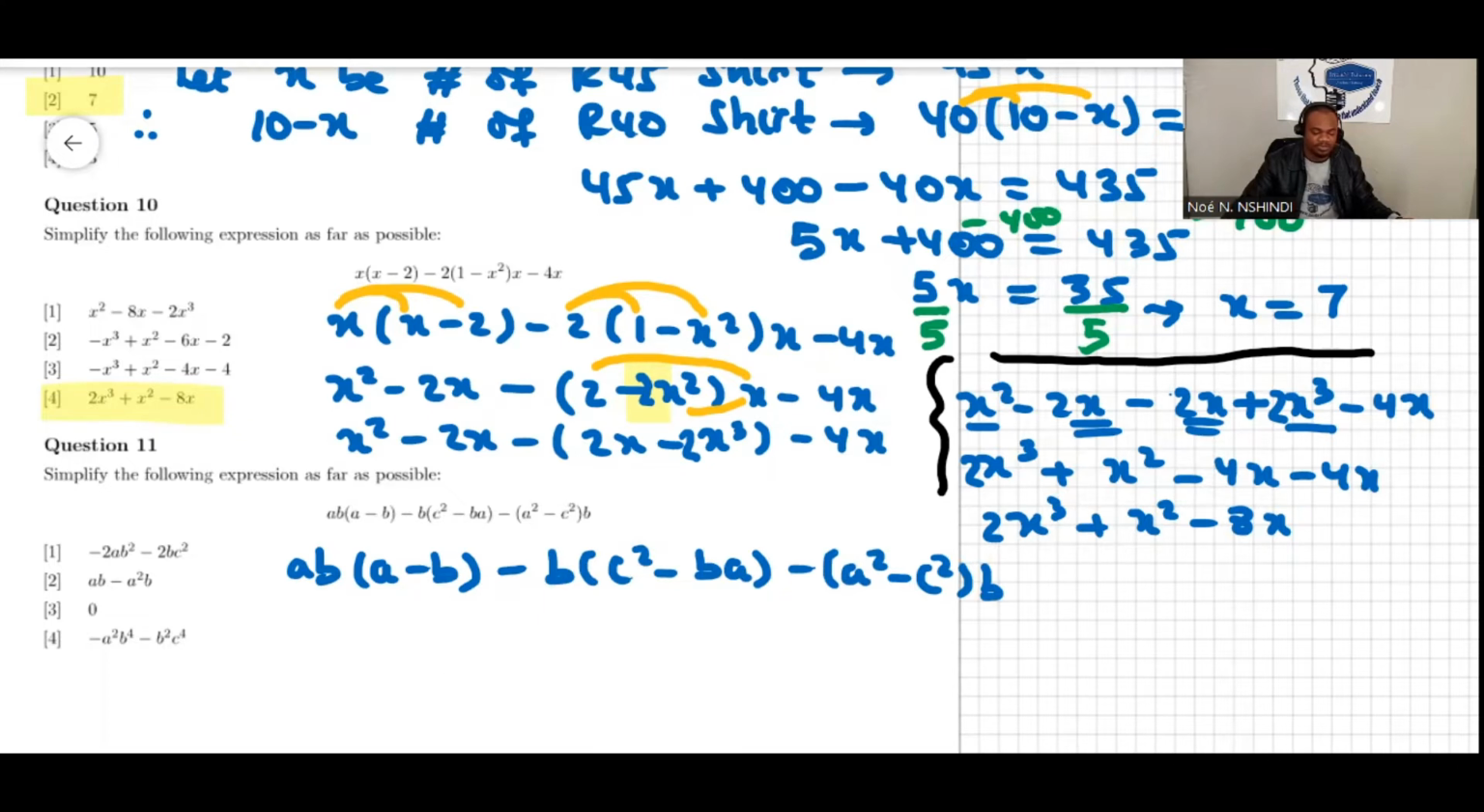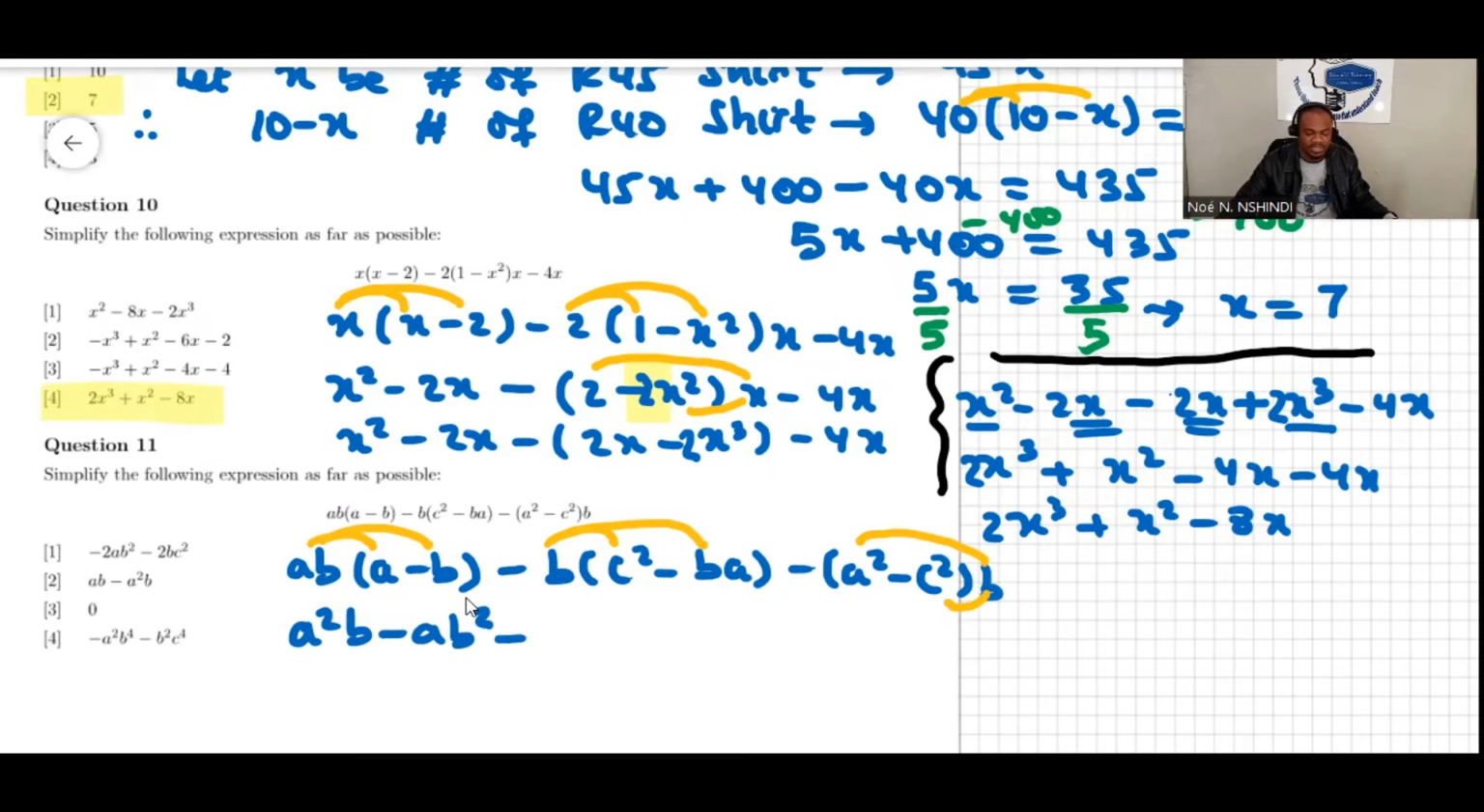Now over here we multiply this times that, that times that, and so on. This will be AB times A. We have A here and A there. That makes A squared B. And then AB times negative B. There are two B's here. B times B makes B squared. So it's going to be minus AB squared.